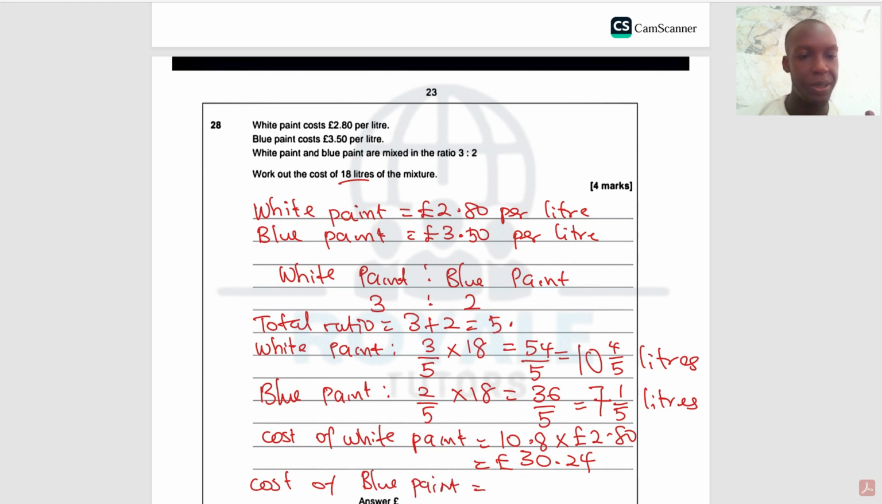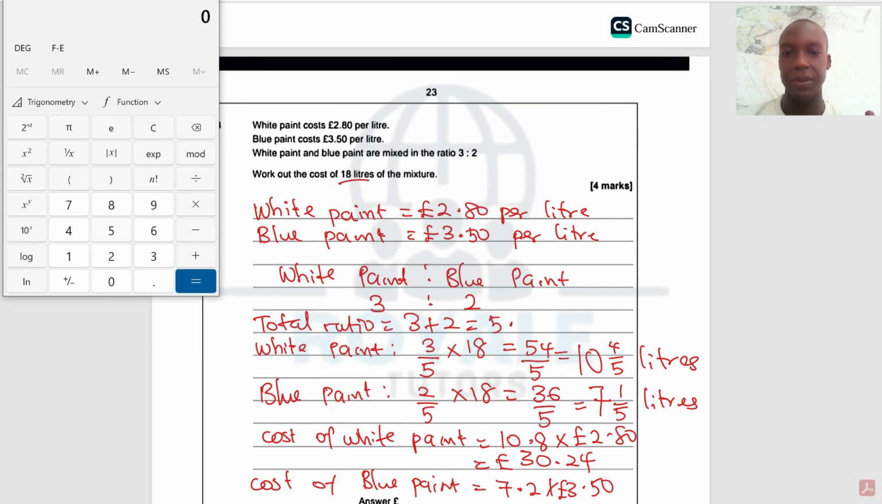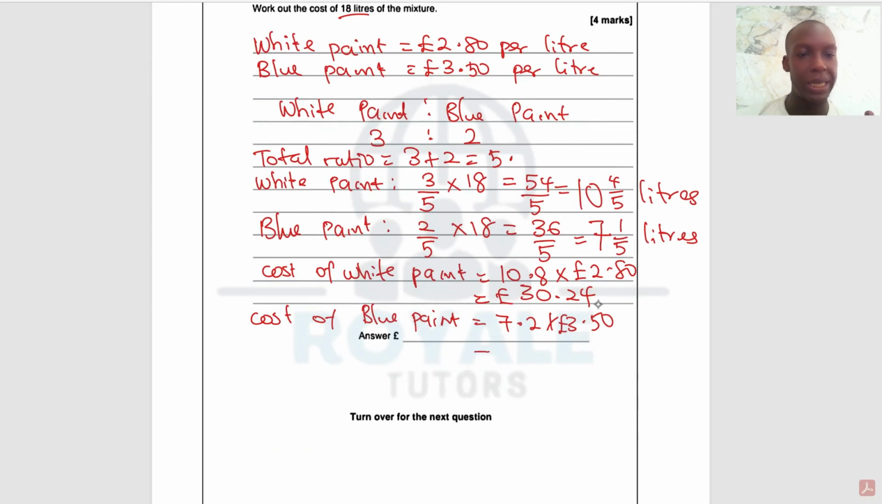blue paint is going to be 7 and 1/5. That should be 7.2, and we're going to multiply that by the cost of blue paint per liter. That's going to be £3.50. So we have 7.2 multiplied by £3.50. That's 25.2. So it means that that's going to cost £25.20. So what do I do now?